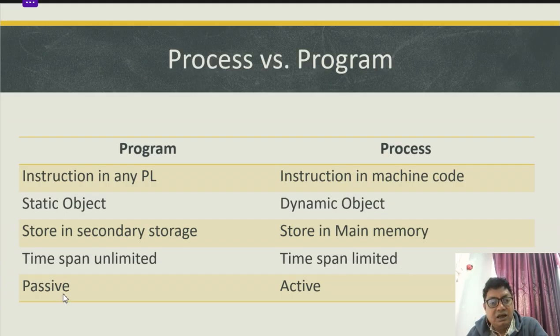And finally, I can say that a program is a passive version, whereas a process is an active version. Why is it passive? Until anybody uses it, it is in an idle mode, so it is a passive version. Whereas a process is active because it is in the main memory. In general, if the question is like that, write down the difference between process and program.